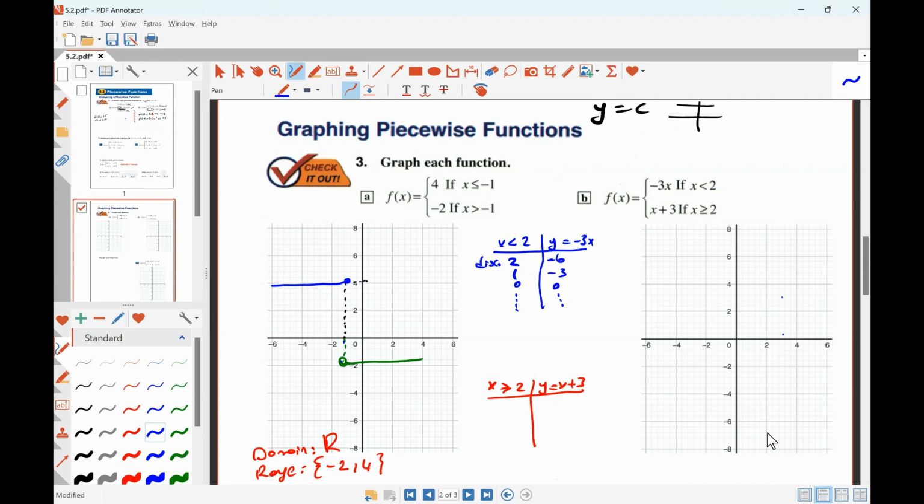2, -6 down here. And remember, since x is less than 2, I won't be including 2. So I have to use the open circle. 1, -3 here. And 0, 0 here. And so on. As I give x values, I will have y values going in this direction.